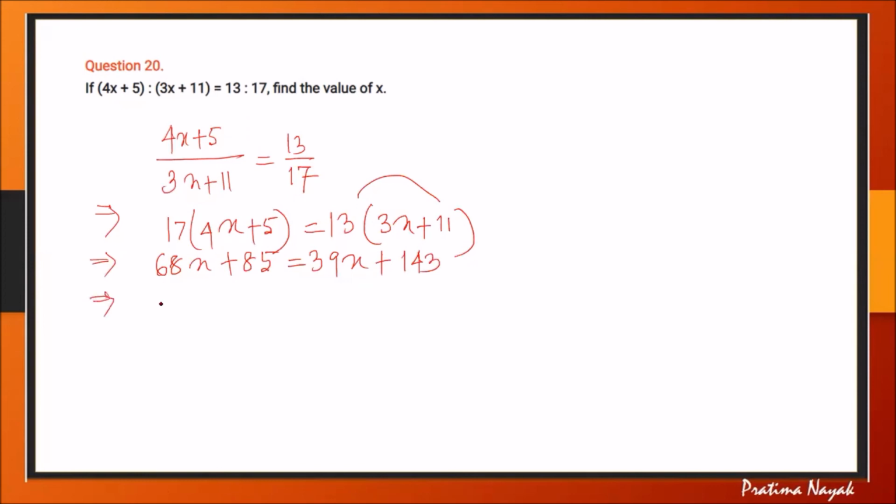Or take x one side, take numbers one side, then how much will it be? 29x. How much will the answer be here? It will be 143 minus 85, 58. So 29x is 58, x is equal to 2.